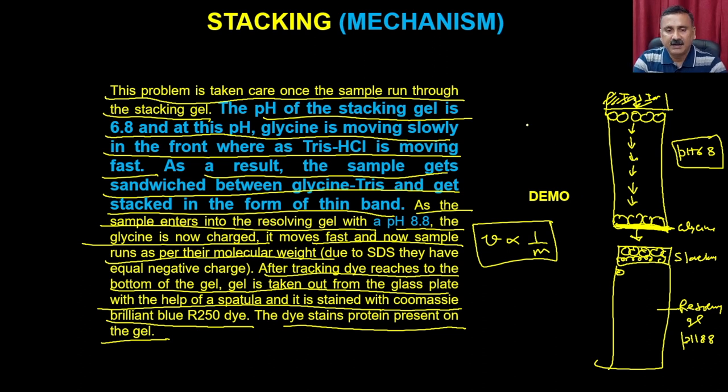Then, to see how long the gel is running, you are adding a tracking dye. When the tracking dye reaches the bottom of the gel, you can remove the gel. If you are doing the western blotting, then you can just keep it as such. But if you are doing it just for looking at the pattern, then you can stain it with Coomassie brilliant blue, and that is how you are going to get the pattern. So, you are going to see a pattern of the proteins after the staining, okay.